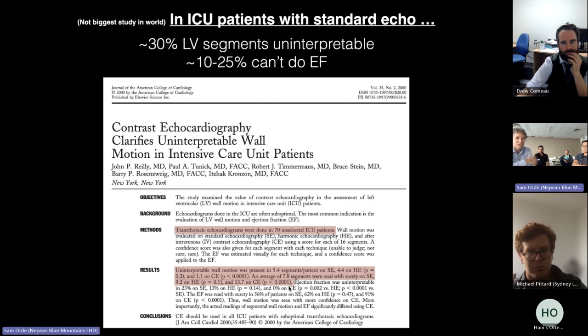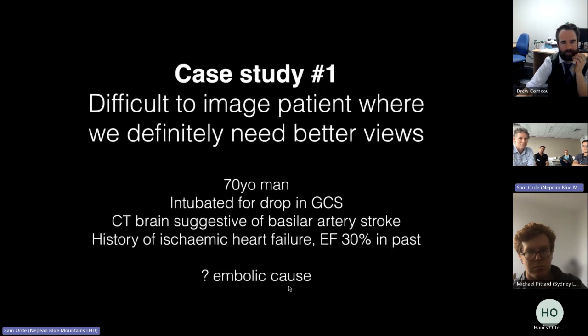So this study suggested that up to 10 to 25% of the patients, you couldn't do reliable ejection fractions. You could potentially have an argument about how important ejection fractions are, but I think for regional wall motion abnormality, it is important to know if you've got regional wall abnormalities. So I'll show you an example. So this is case number 1.